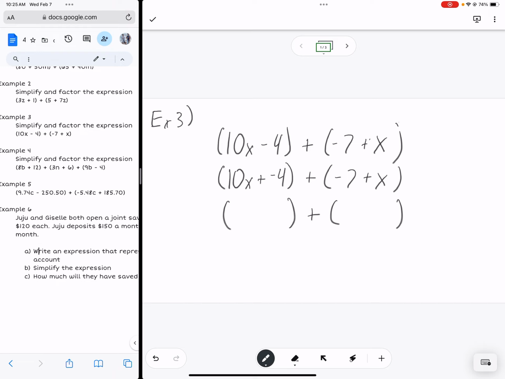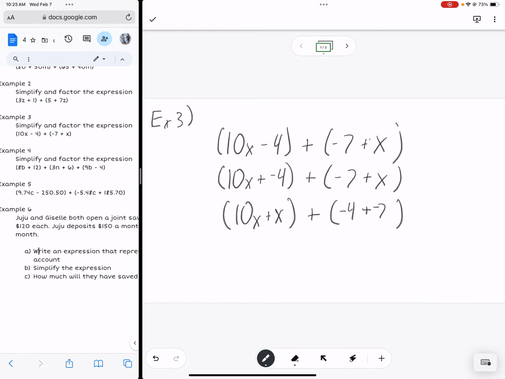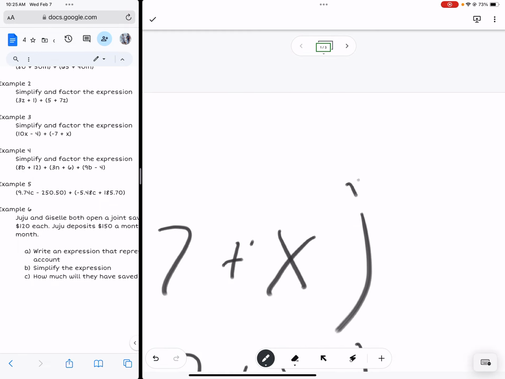Let's go with Chris. I want you to rearrange it so we can combine like terms. Rearrange what I have on the board so I can combine like terms. 10x plus x. And on the other side, we're going to have negative 4 minus 7. You guys could also do plus negative 7. That's the same thing. It's not ultra necessary.